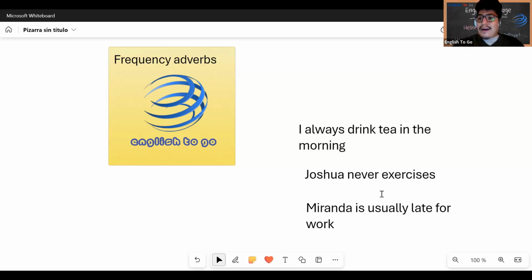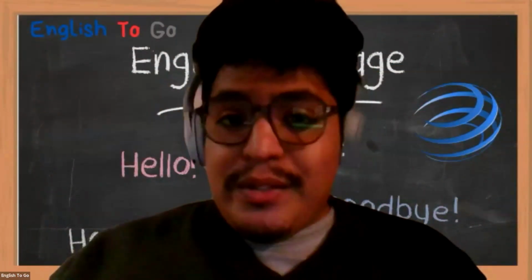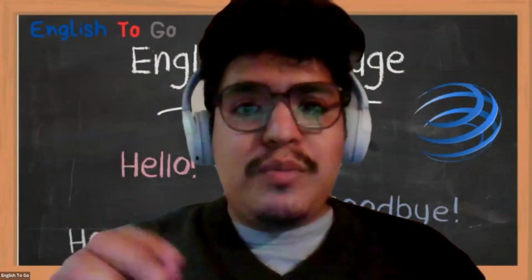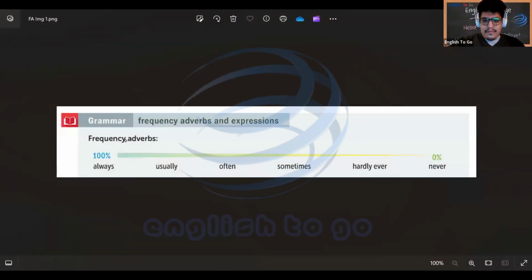These, guys, are frequency adverbs. They help us communicate the frequency of an action. These are some examples. I'll display a picture in which you can see the most popular frequency adverbs. If we analyze this picture, we can see some of the most popular and most useful frequency adverbs.